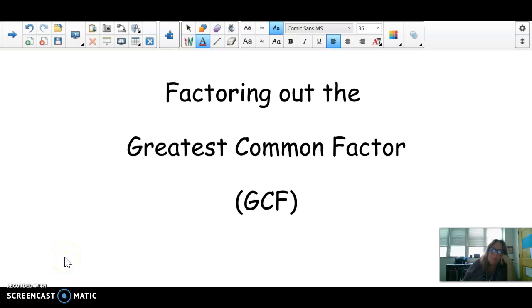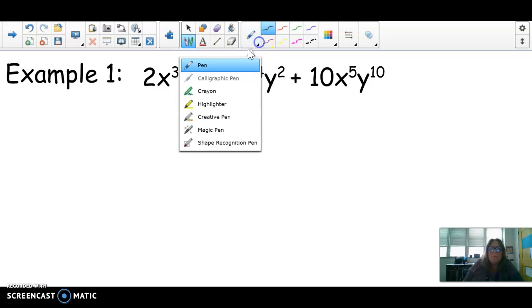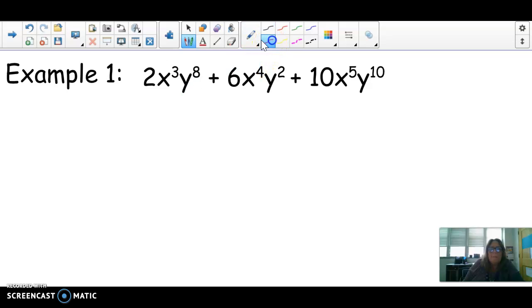Okay, today we're going to talk about factoring out the greatest common factor, or the GCF. So for example 1, we've got 2x cubed y to the 8th plus 6x to the 4th y squared plus 10x to the 5th y to the 10th. First thing I'm going to look at is my numbers. So what's the largest factor between 2, 6, and 10? It's going to be 2. So I'm going to take out a 2.